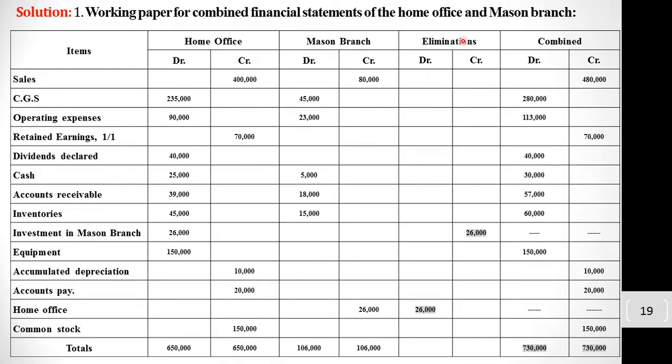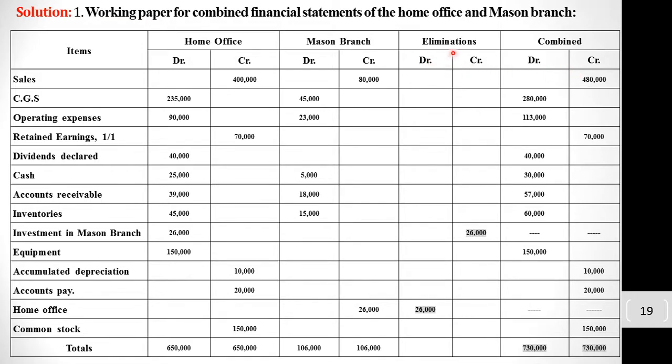And you're gonna add two main columns with 4 sub-columns. The first column is called eliminations. The second column is called combined. Each of them is divided or split into debit and credit.